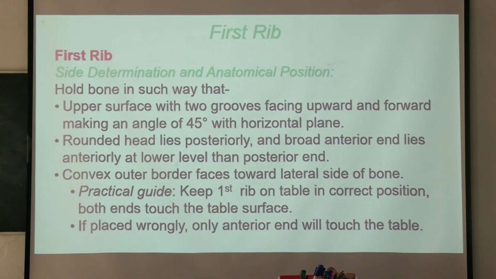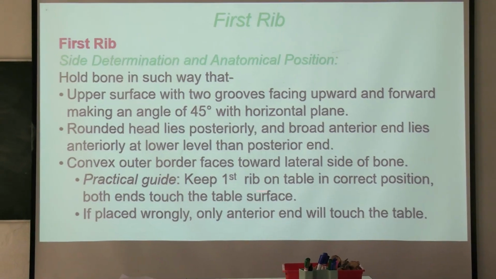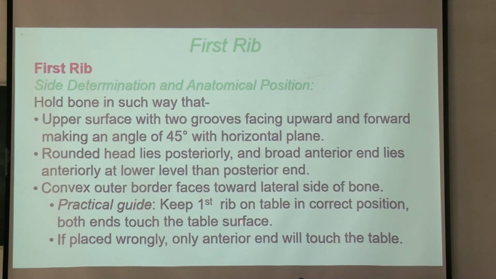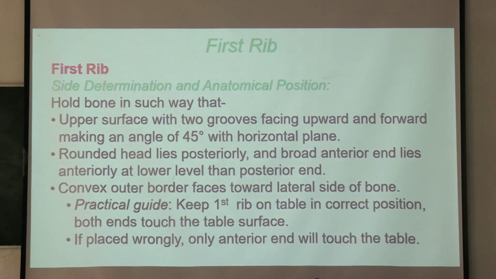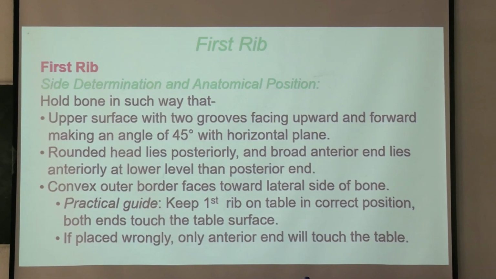And how will you decide the side? You place the first rib on a flat surface. If the two ends are touching the ground, then the side is correct. So if you keep the first rib on table in correct position, both ends will touch the table. And if wrongly placed, you can turn it to the opposite side. It will not touch the table.